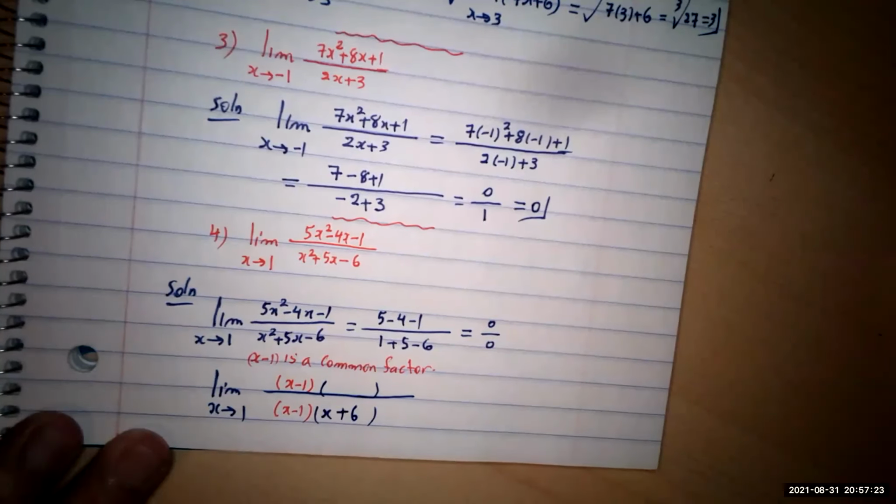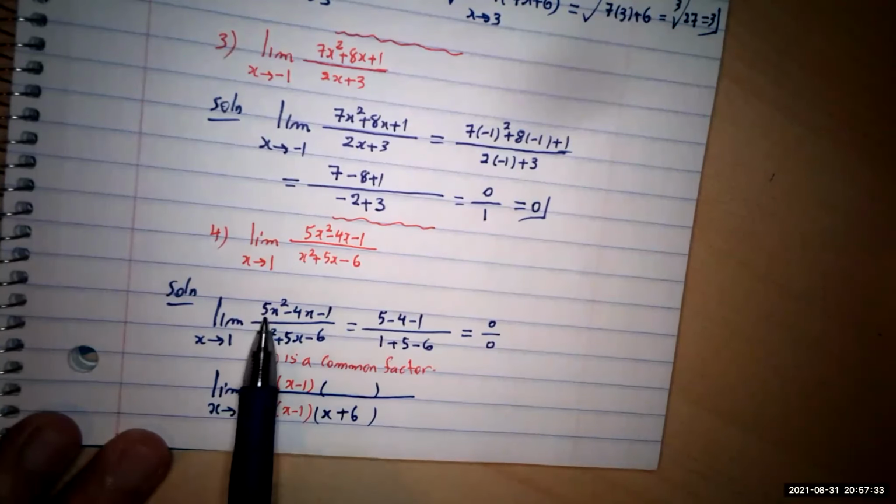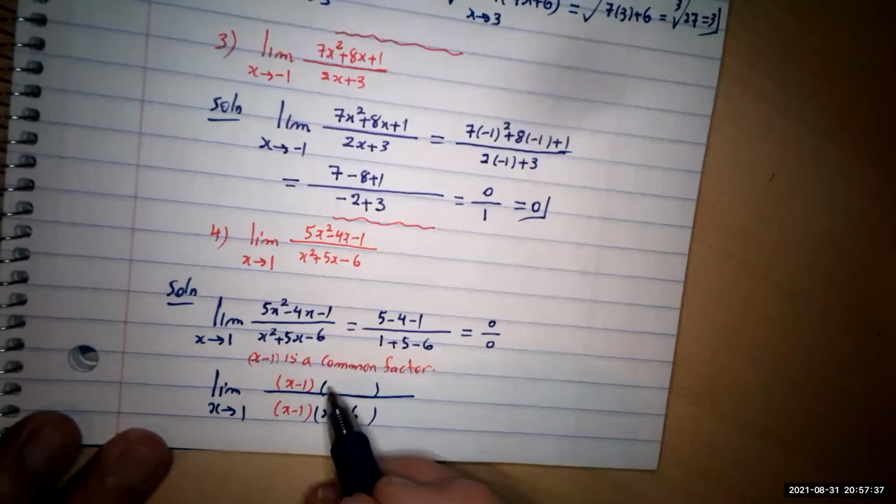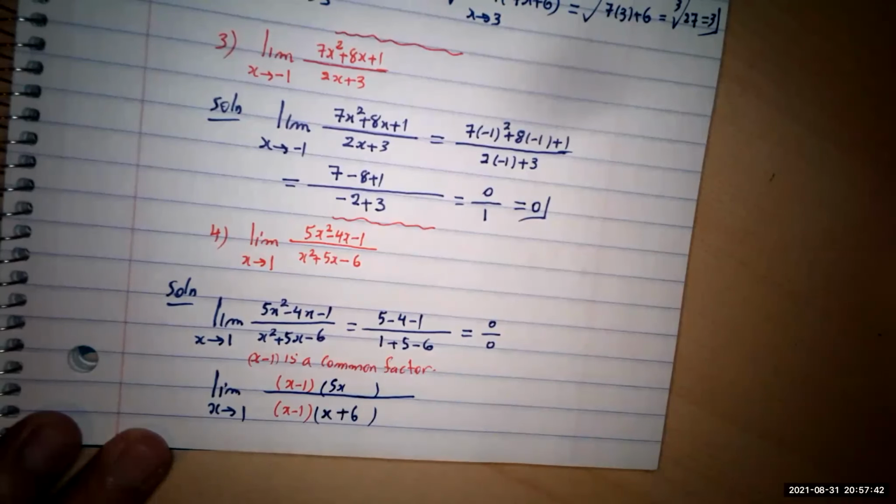Okay, so we already got the negative 1, and that's a positive 6. The top is a 5x squared. So we got the x, so we need the 5x here. Now the numbers, you need a negative 1. You already got the negative 1. So negative 1 times what would be negative 1 again? Positive 1. There you are.